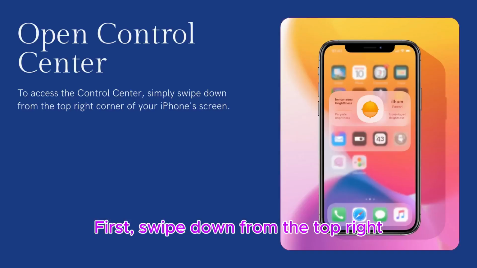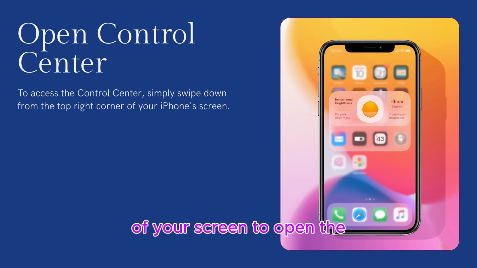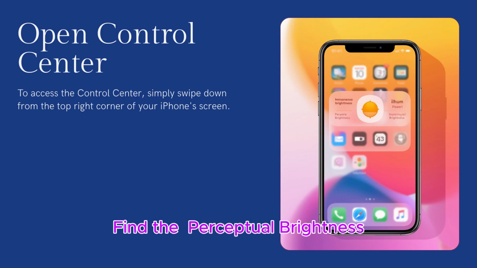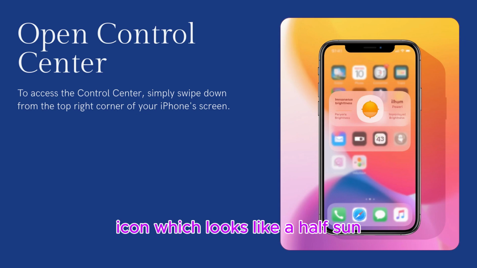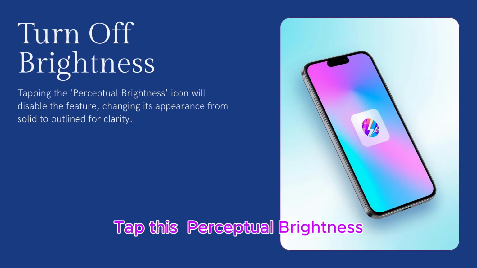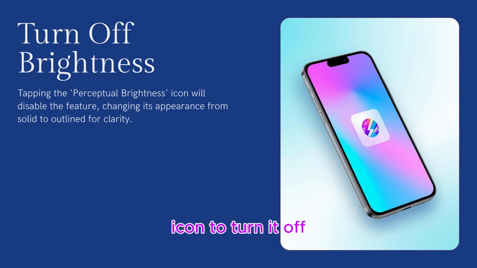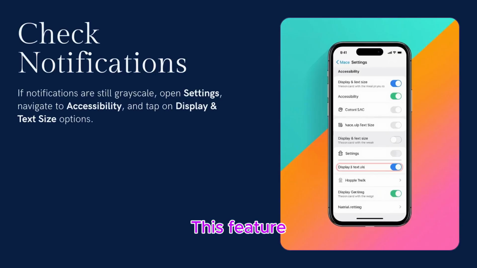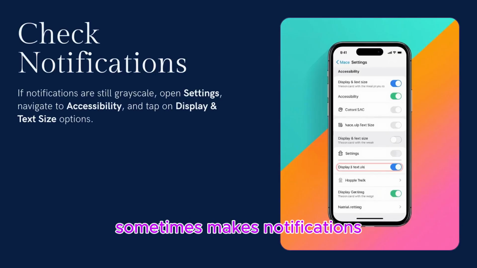First, swipe down from the top right of your screen to open the Control Center. Find the perceptual brightness icon, which looks like a half sun inside an eye. If you do not see it, swipe left to access more controls, or press and hold the brightness slider to reveal it. Tap this perceptual brightness icon to turn it off. Its color should change from a solid to an outline. This feature, designed to reduce eye strain, sometimes makes notifications appear in grayscale.